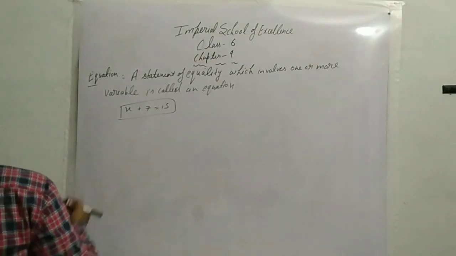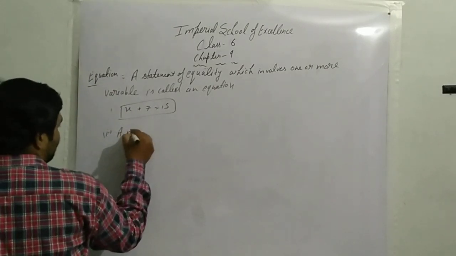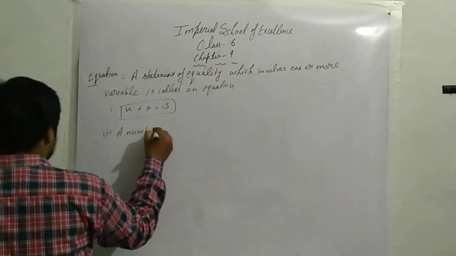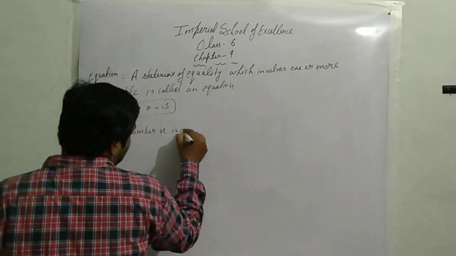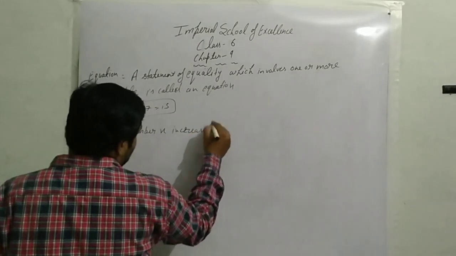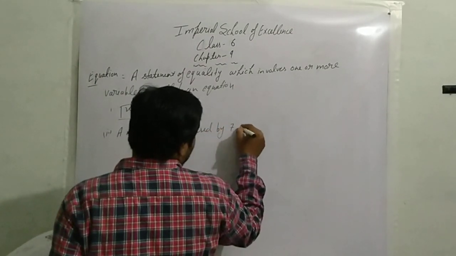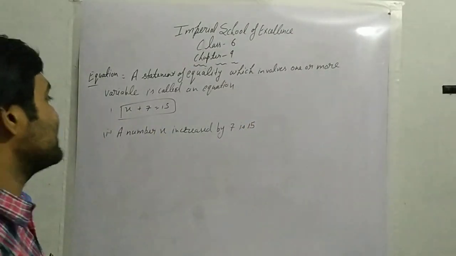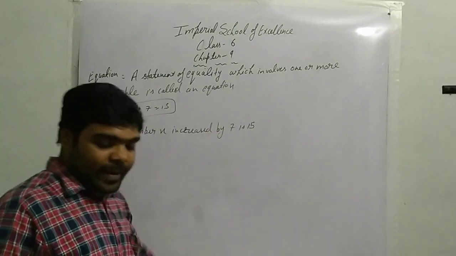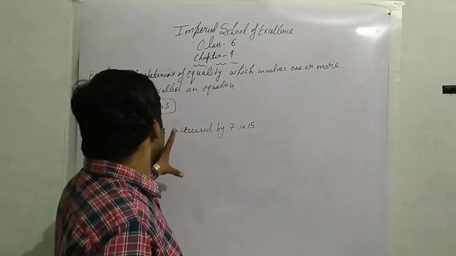And if I write this in standard form, it is a number x increased by 7 is 15. The number x is increasing by 7 and is equal to 15. This is known as your equation.